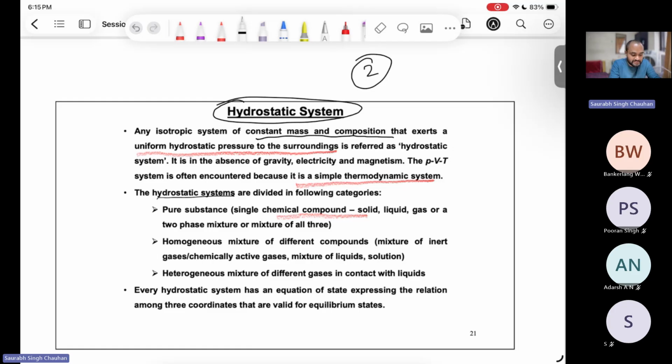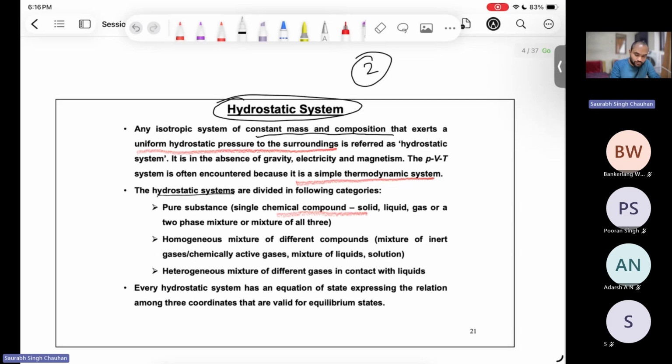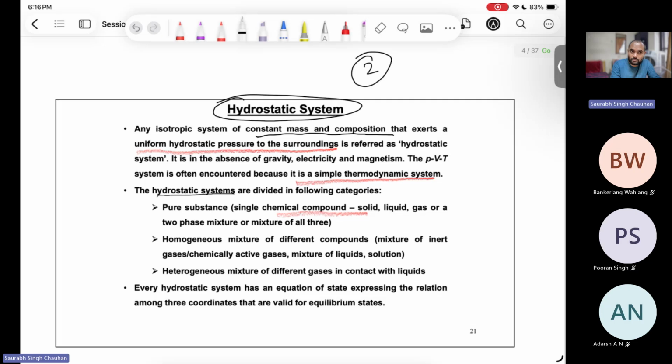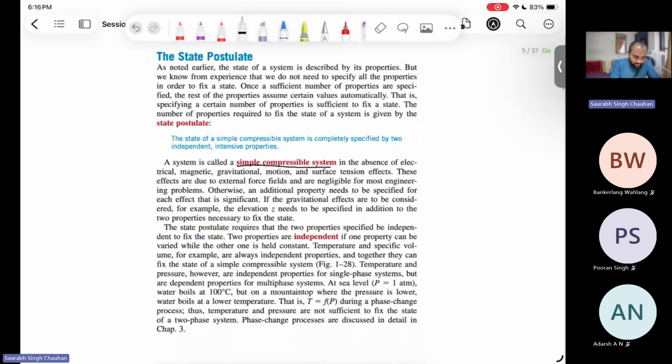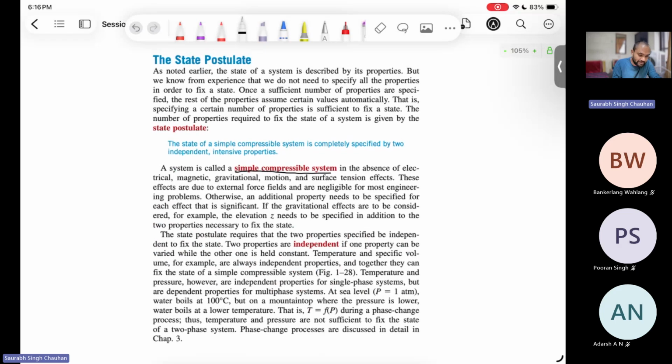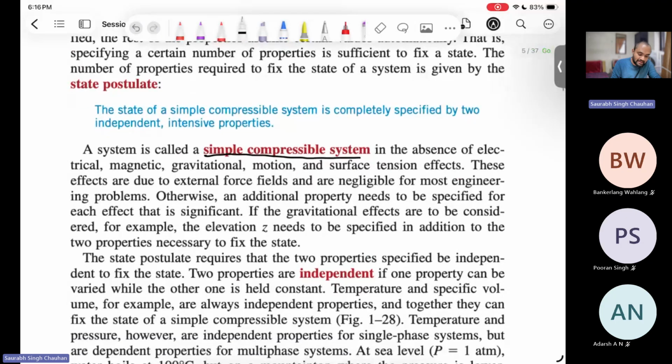Okay. That equation of state can be your ideal gas equation, or it can be some more complex or modified version, for example, van der Waals equation of state. Okay. So in this course, we have used this hydrostatic system, but you might be familiar with some other term, for example, simple compressible system. Okay. So this particular part I am showing from the book by Cengel and Boles. Okay. So very famous book. I hope that you are familiar with this book, and many of you might have also read this book. Okay. So in this book, this term is used called simple compressible system.